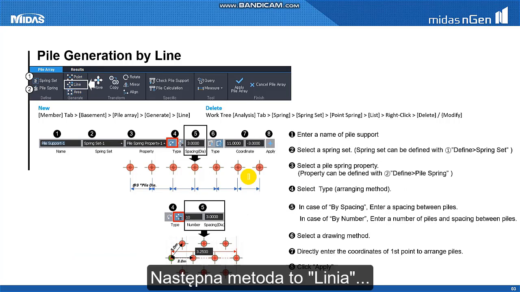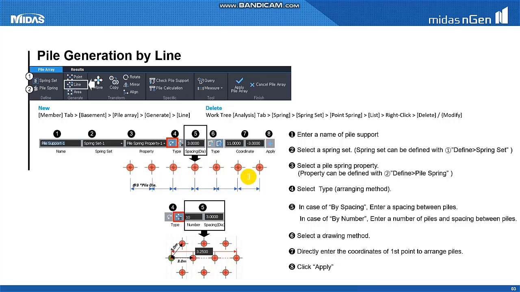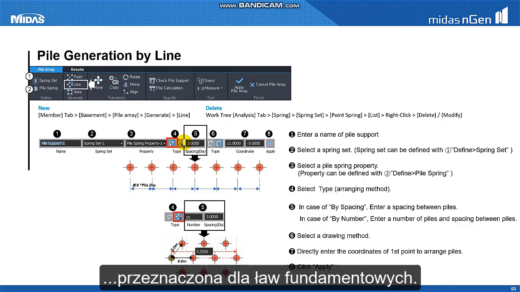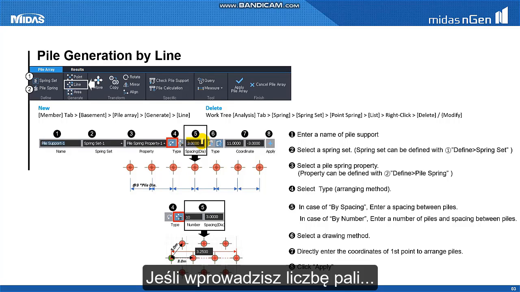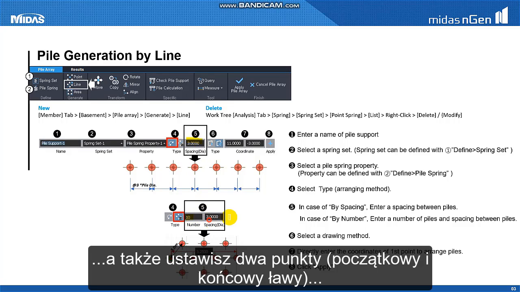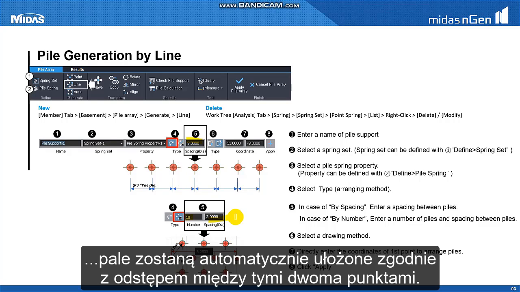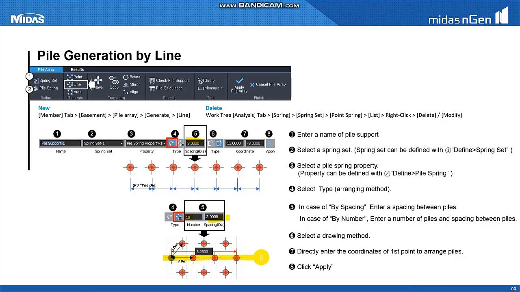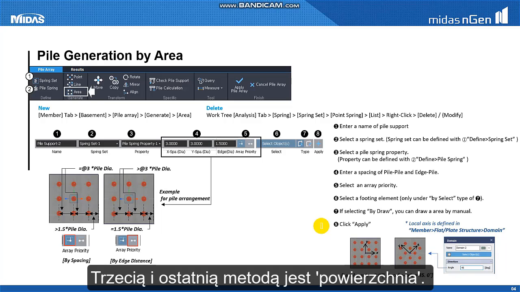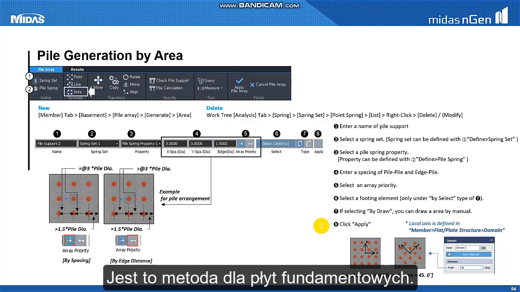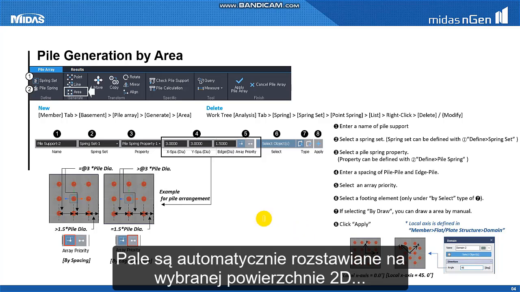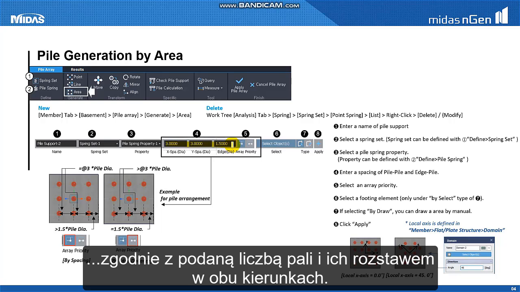And the next one is the line-based arrangement method. This is the arrangement method for strip footing. If you enter the number of piles and intervals, and set the 2 points, they are automatically arranged according to the gap between the 2 points. The third and last is the area-based arrangement method. This is a placement method for the mat footing. It is automatically arranged on the selected foundation member according to the spacing between the piles.